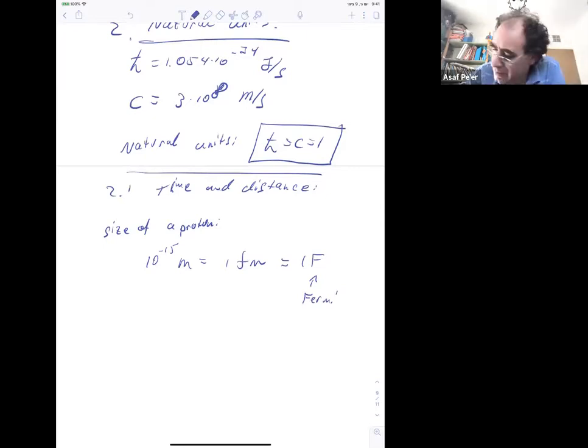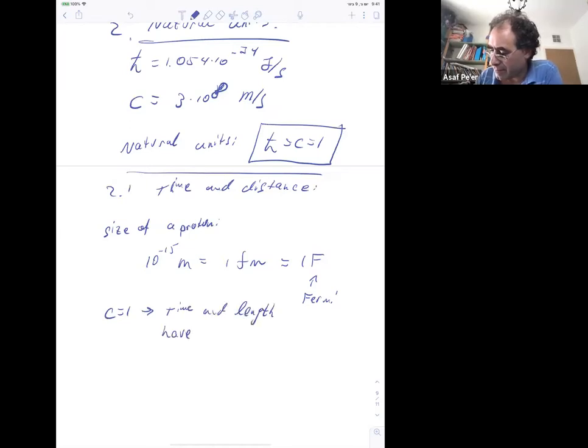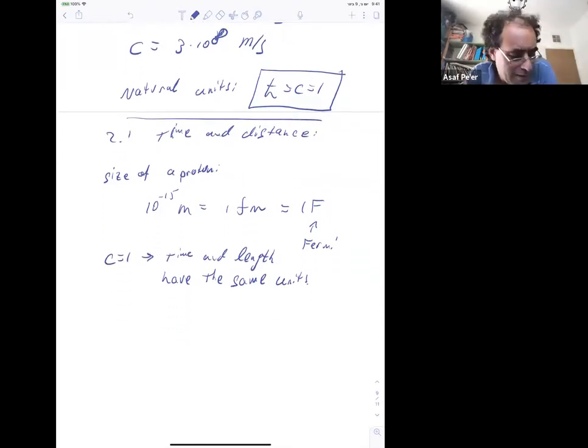Now, if we set the speed of light to 1, then the time it takes light to cross a proton is just the size divided by the speed. But if the speed is 1, it means that time and length have the same units. If we insist on measuring time in seconds, then the natural distance unit is the distance light travels in 1 second. If we measure distance in meters, then the natural time unit would be the time it takes for light to cross 1 meter.